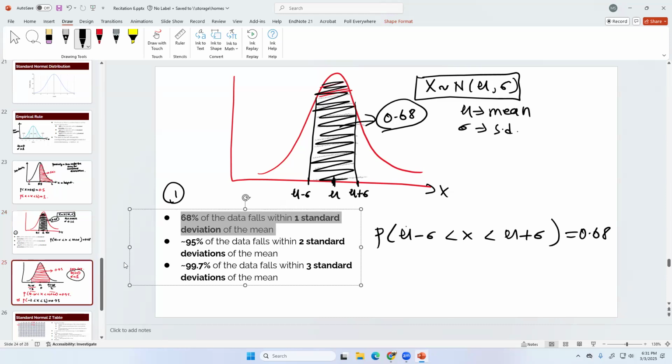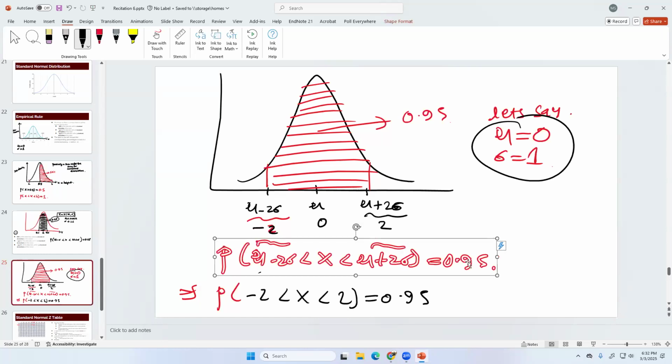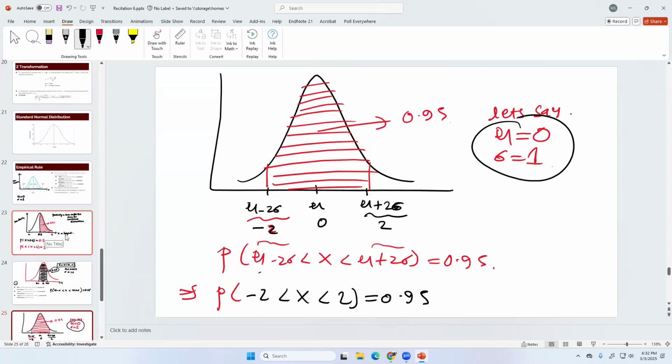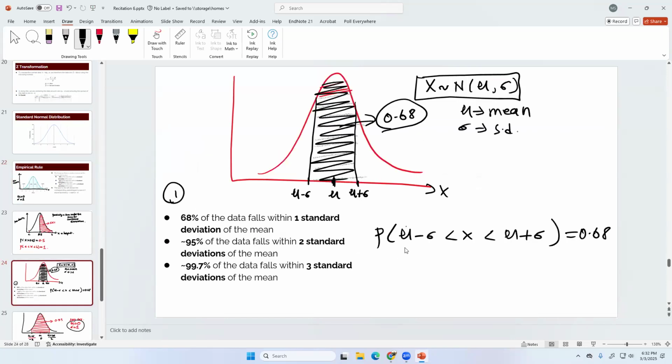And the same logic is here. Sorry, this is not 26, but 2 sigma, 2 times sigma. So now we are going 2 standard deviations away from the center. Mu plus 2 sigma, mu minus 2 sigma, and this area is 95%. Then all I'm saying is if mu and sigma were these values, 0 and 1, then this formula will look like this, okay? So yeah, the empirical rule tells you how much you have to go away from the center to cover how much area, okay? And it helps you solve these kinds of probability questions.